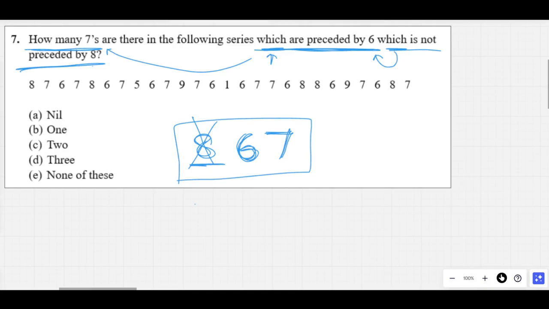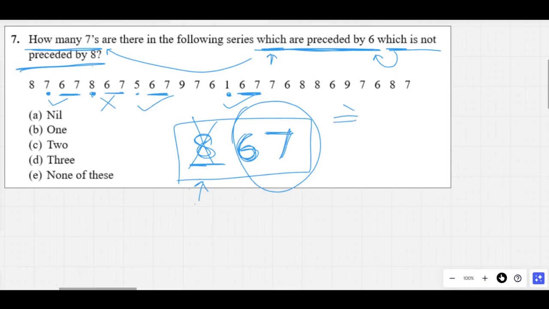Let's see. What do we have to find? 8, 6, 7? No, we have to find 6, 7. Let's see. 6, 7 is here. 6, 7, 6, 7, 6, 7. That's all. We have 4 such 6, 7s. Now we have to find where it is preceded by 8. Is it here? No. So this is counted. 8 here is preceded. This will not be counted. Here it is 5, again counted. Here it is 1. This is counted.